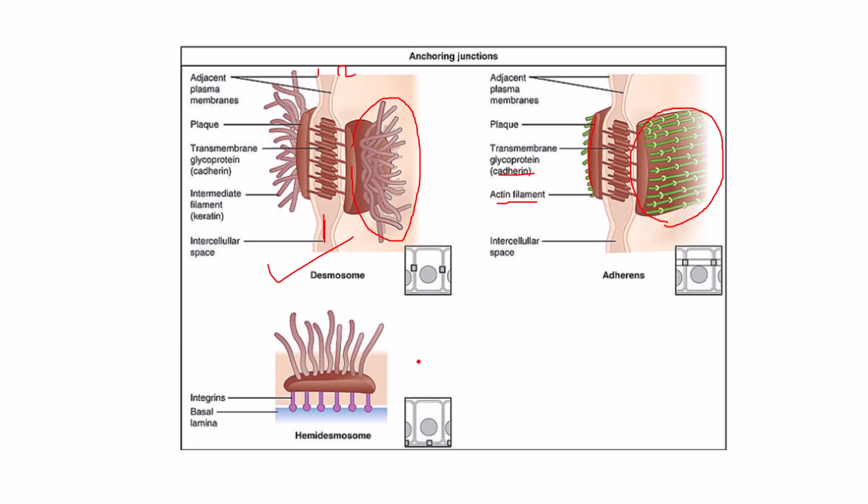Now here is the hemidesmosome. These two are between two different cells, making cell-cell junctions, but hemidesmosomes make cell to extracellular matrix junctions. They give strength to the cell by attaching it to the extracellular space. Here integrin is present and helps to join the plaque to the basal lamina.